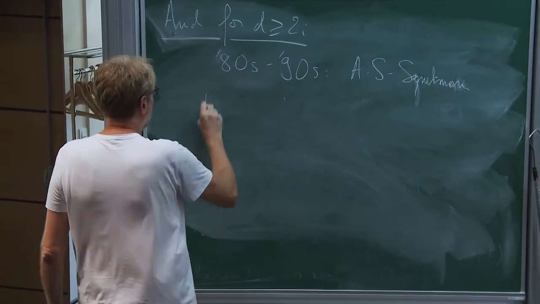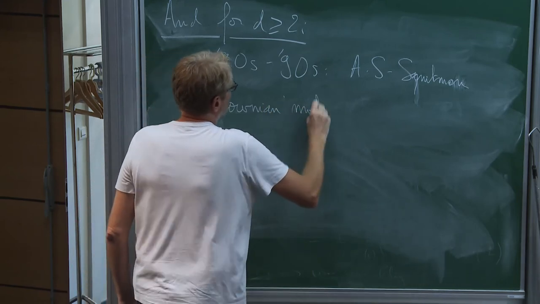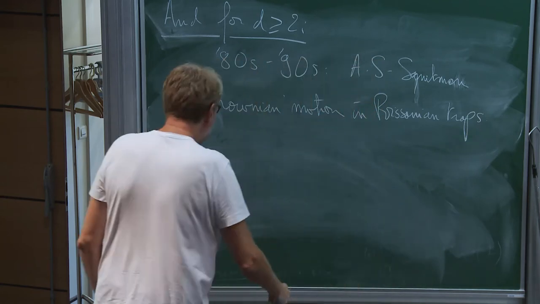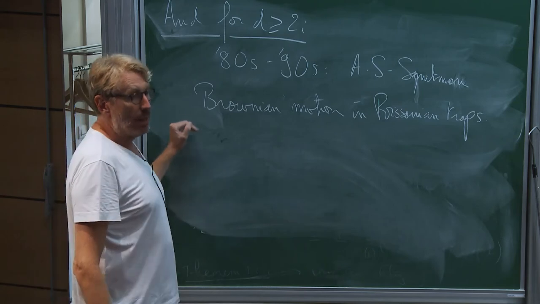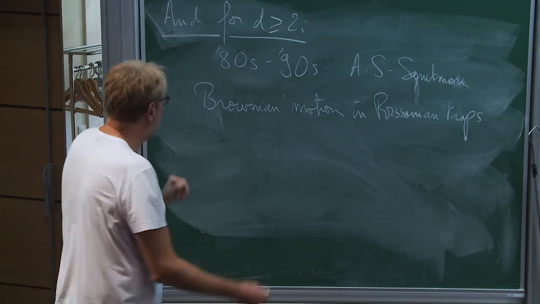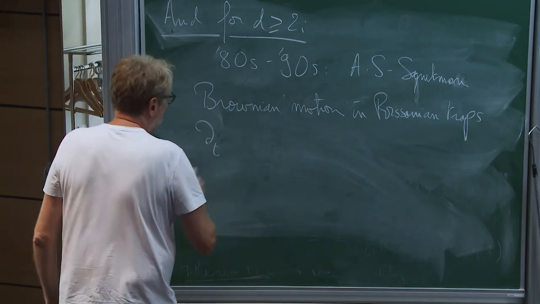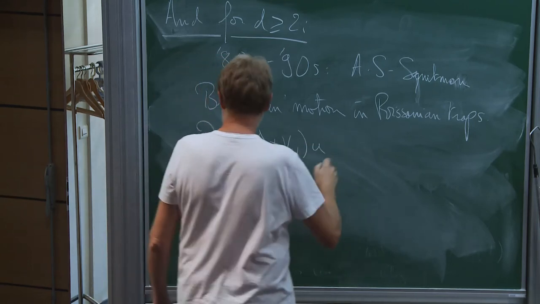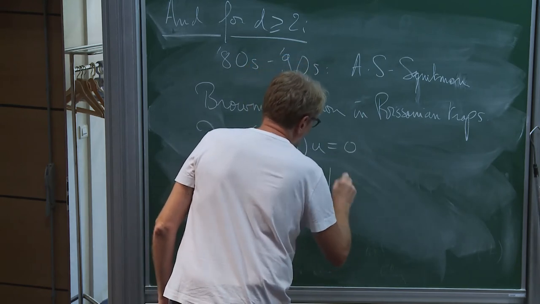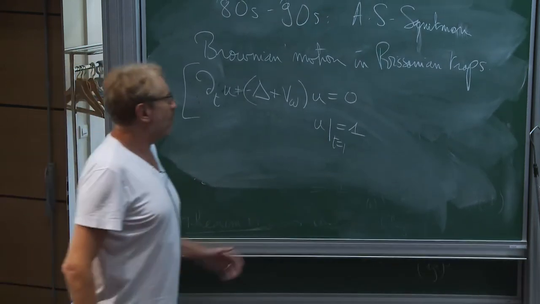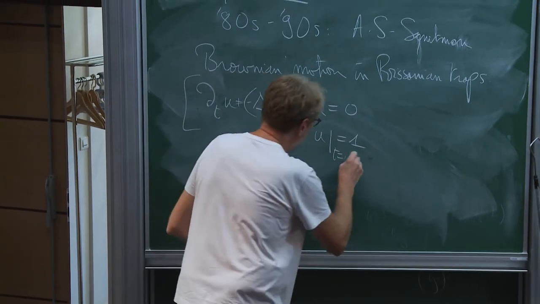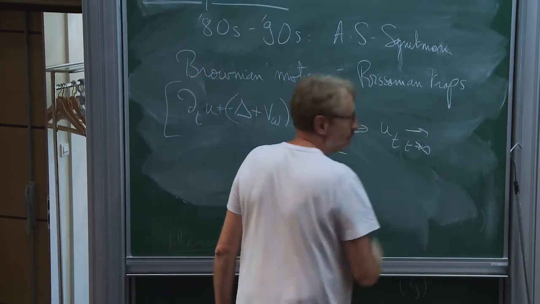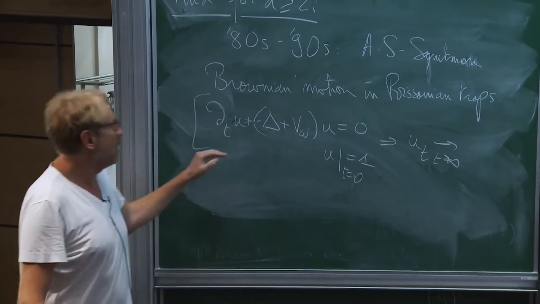You take Poissonian traps, look at Brownian motion in Poissonian traps. And Sznitman devised a method to analyze what's happening to Brownian motion in Poissonian traps. What does it mean? Essentially, in terms of PDEs, what he did is understand, if you look at the heat equation, you start from the constant 0 at time t equals 0, and you want to understand how u of t behaves when t goes to infinity. Large time, you want to understand what is the large time behavior for the heat equation, okay?